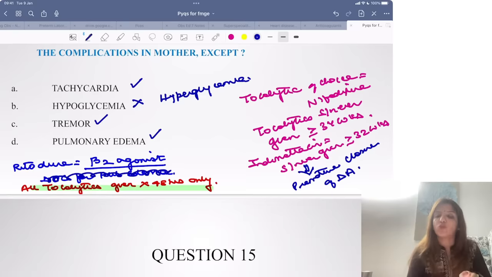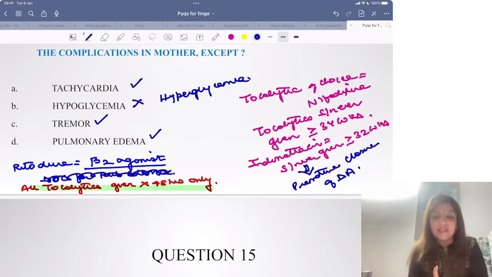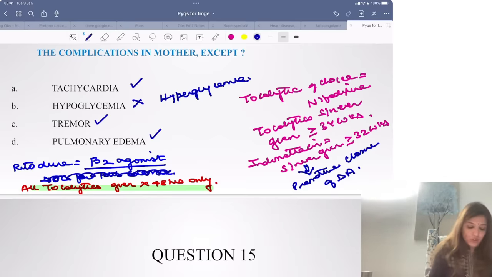What is the role of tocolytics? Tocolytics ka keval ek hi role hota hai. They give time for corticosteroids to act. So they buy time. When I want to buy time for corticosteroids to act, then I'm going to give tocolytics, and I'm going to give tocolytics only up till 48 hours, not more than that. And never am I going to give tocolytics after 34 weeks. Indomethacin is a tocolytic which should never be given beyond 32 weeks because it can lead to premature closure of ductus arteriosus.